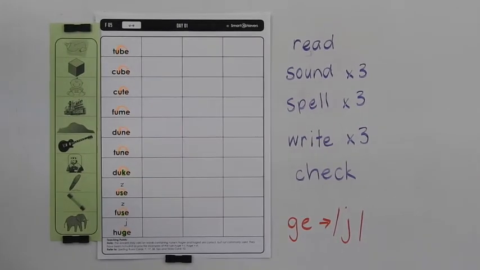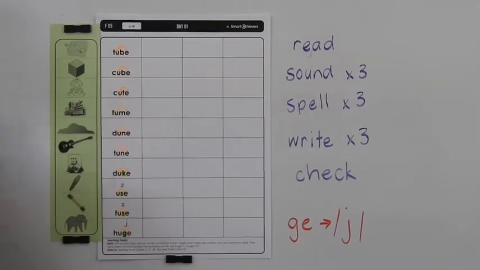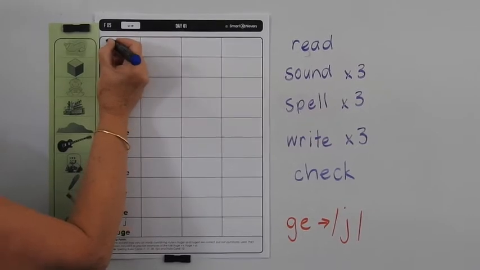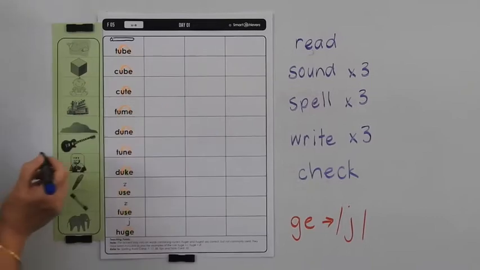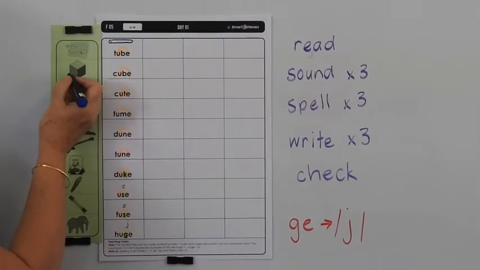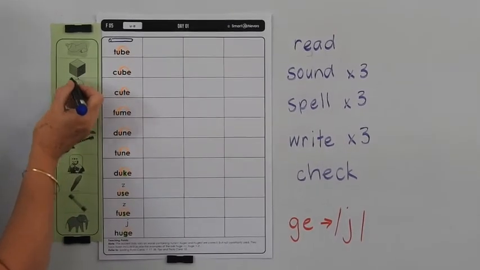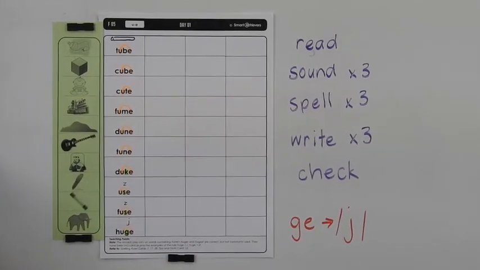Let's look at what these words mean now. A tube could be a tube of toothpaste, or it could be like a cylinder, like a pipe or something. A cube is a box shape made up of square sides and top and bottom. Cute, a baby is cute, a little puppy is cute.